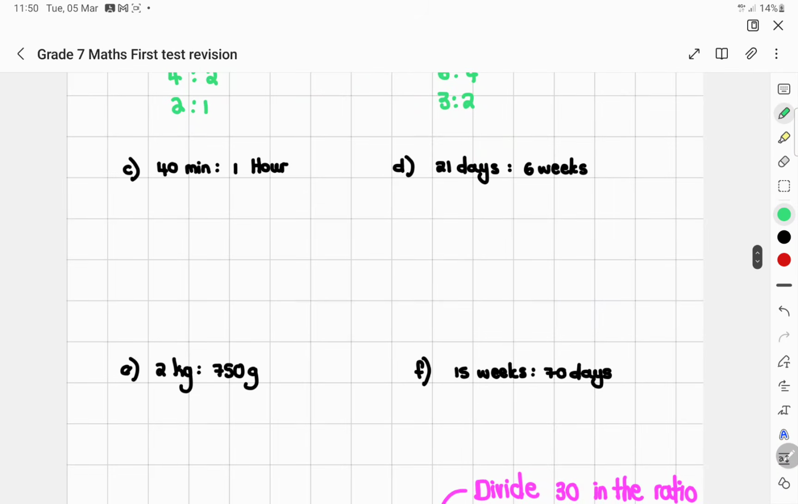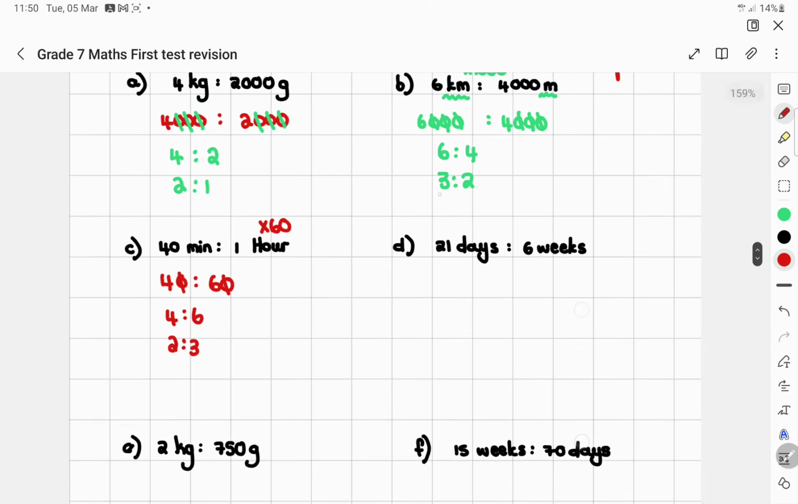Okay, minutes and hours. So we're going to take the bigger one and convert it to the smaller one. So we know that there's 60 minutes in an hour. So it's going to be 40 to 60. Divide by 10, which gives you 4 to 6, which is 2 to 3. Okay, you never ever swap your ratio parts around. It has to stay in that order.